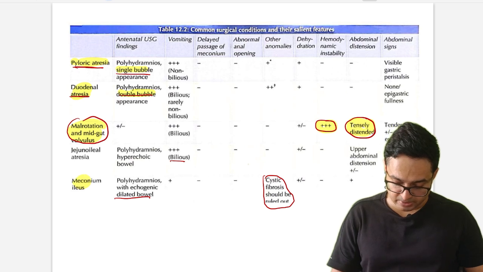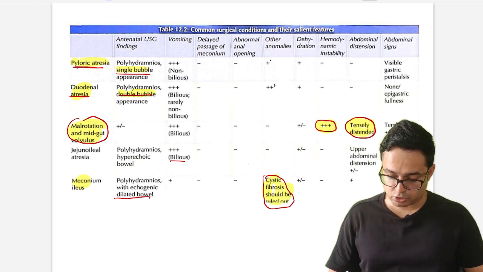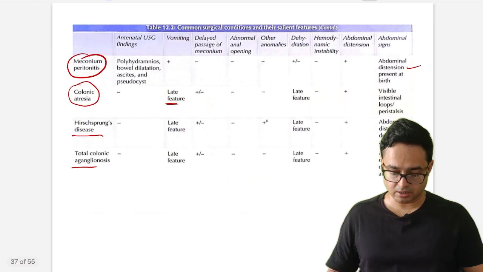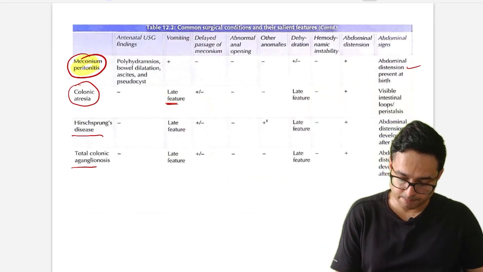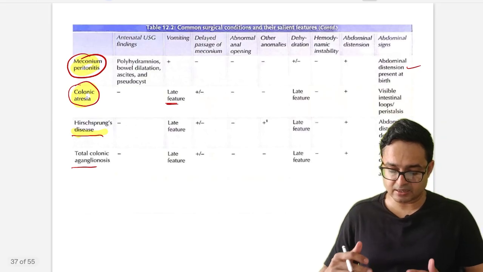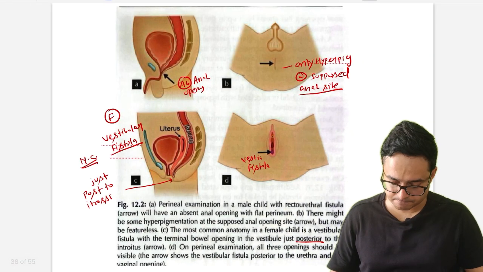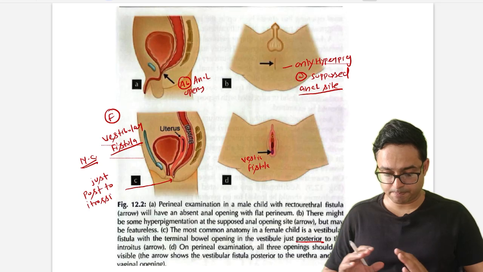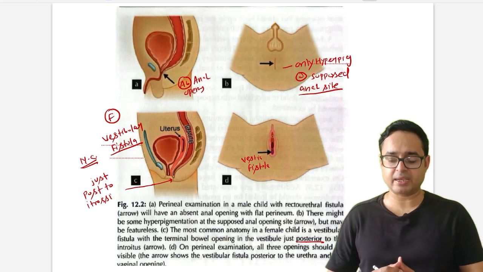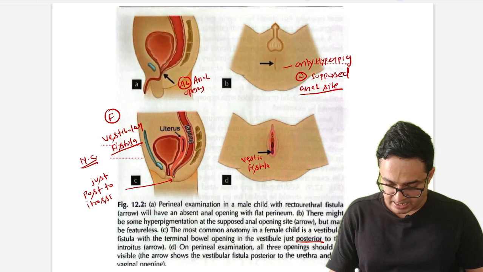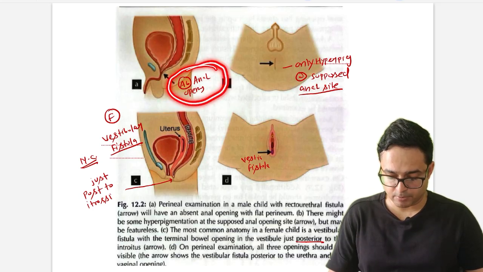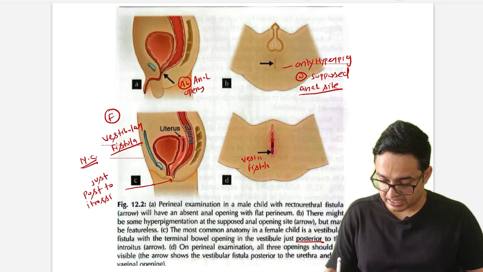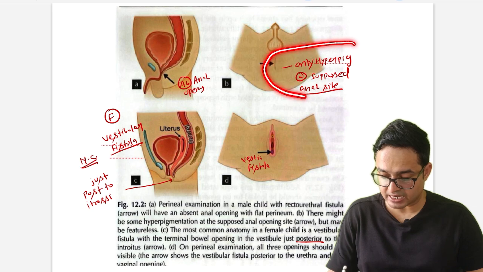Okay, meconium ileus: cystic fibrosis should be ruled out if you have diagnosed meconium ileus. Meconium peritonitis, colonic atresia, and Hirschsprung disease are the generally surgical conditions. Okay, so this was a previous PYQ from INI-SS. In this diagram, are you able to appreciate the abnormal anal opening? Yes, this is a case of abnormal anal opening. In this condition, there is only hyperpigmentation at the supposed site of the anus.